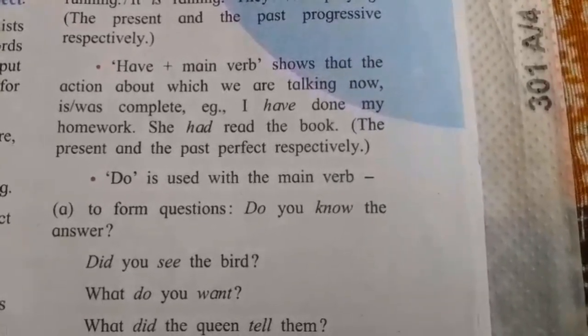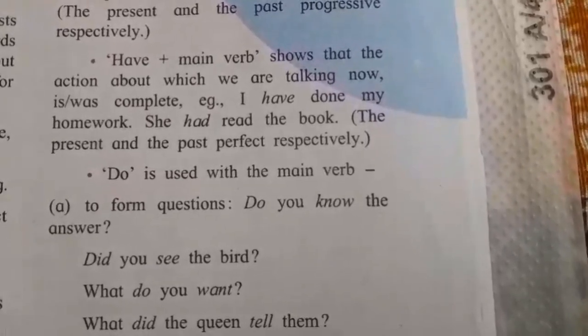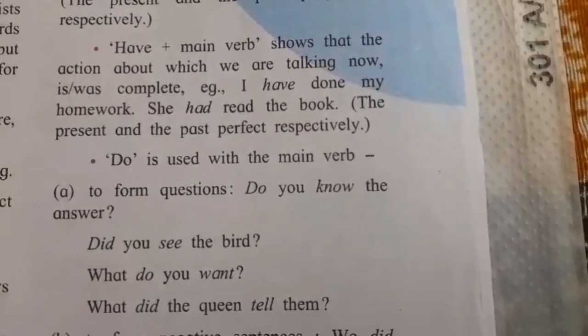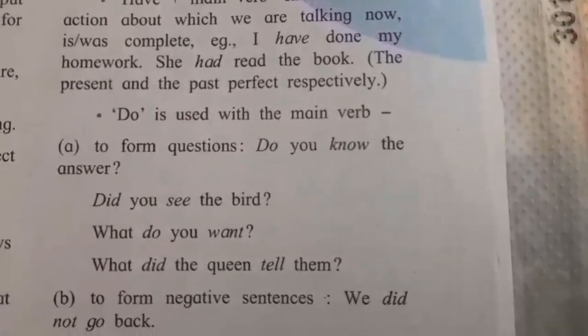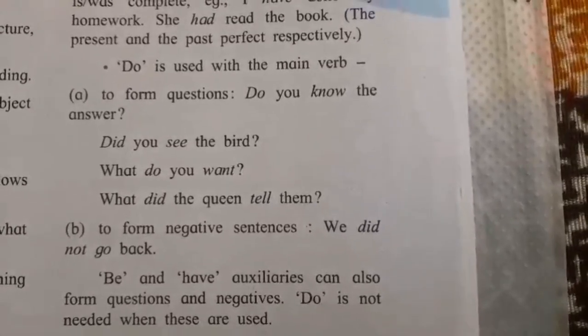They were playing: the present and the past progressive respectively. Have plus main verb shows that the action about which we are talking now is or was complete. Example: I have done my homework. She had read the book. The present and the past perfect respectively. Now, do is used with the main verb to form questions.